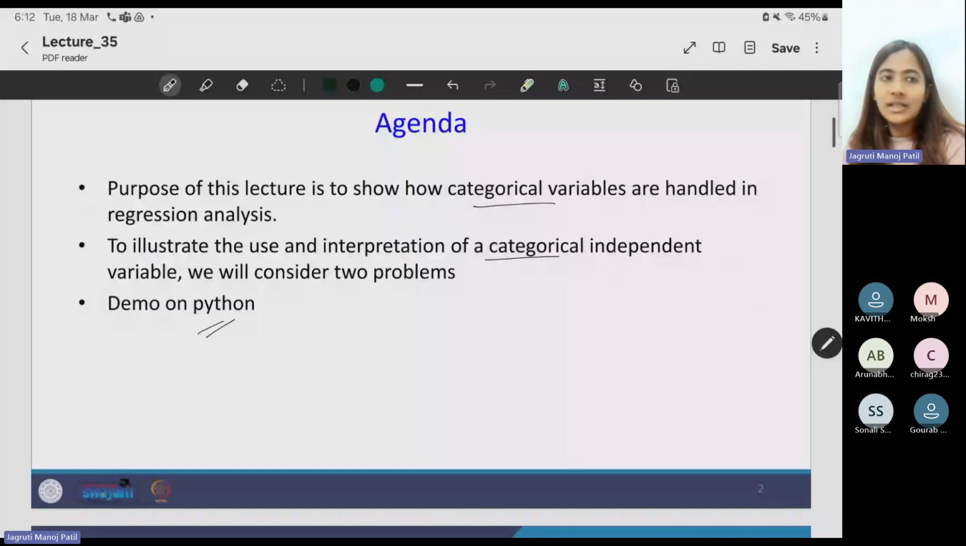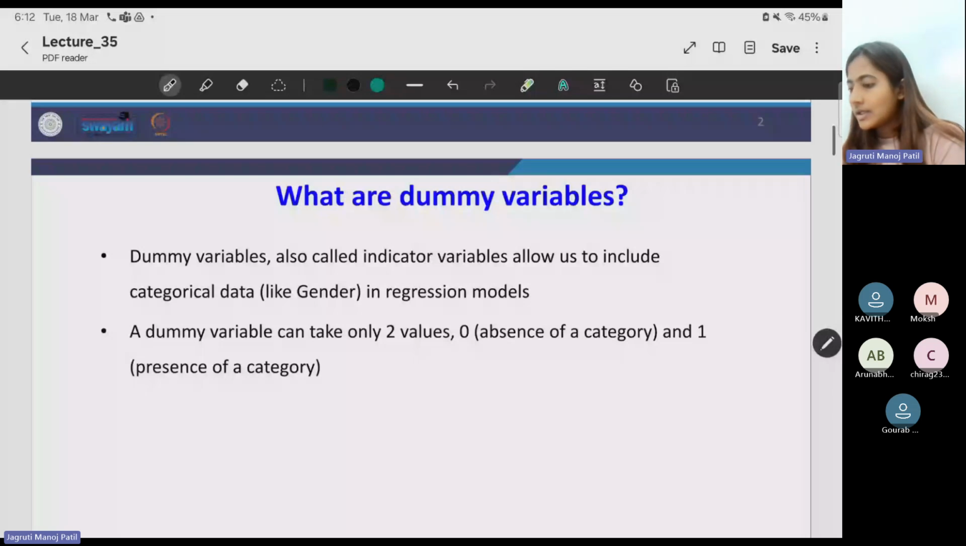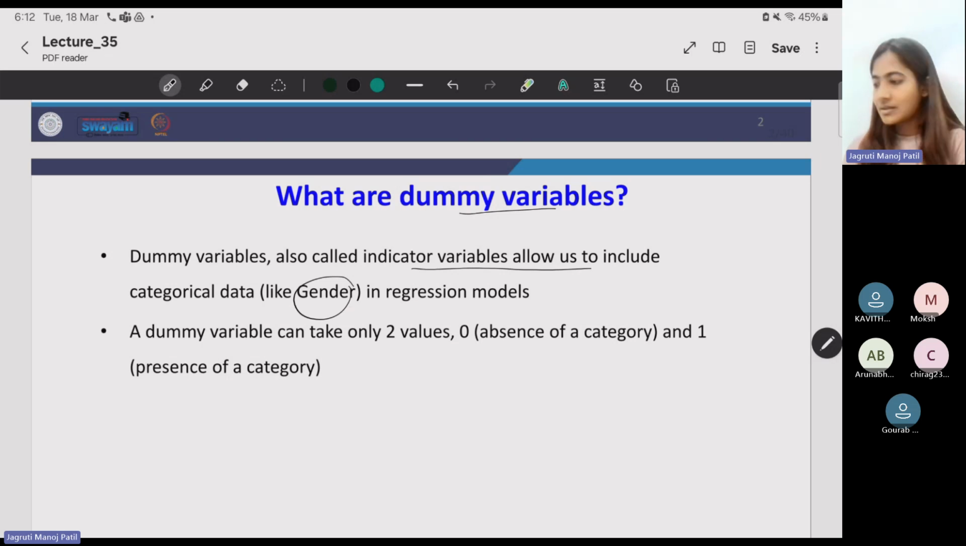Then we'll see what the dummy variables are. Here we introduce one variable as a dummy variable and assign it to the categorical variable. Something just happened on my screen. I don't know what happened. Anyways, what are these dummy variables? Dummy variables are indicator variables which allow us to include a categorical variable, which can be gender or, let's say, division of classes, in the regression models. A dummy variable can only take two values, similarly to logical values. It can be 0 if something is not there, and 1 if the category is present.